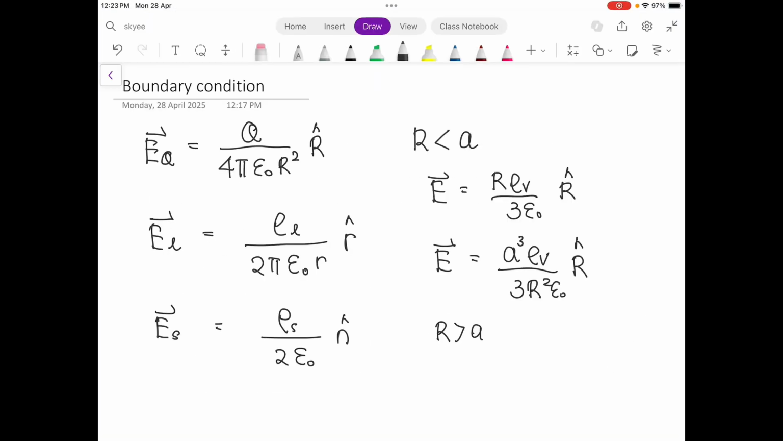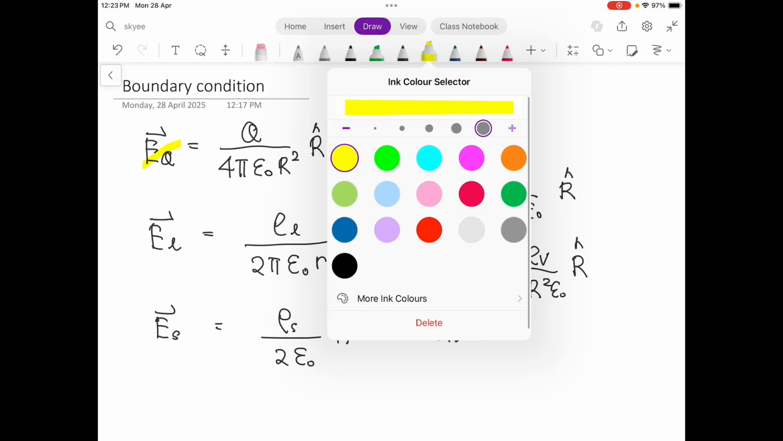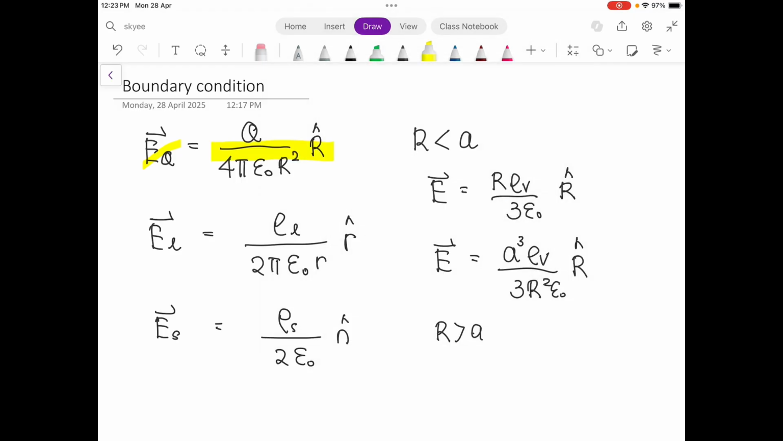Okay, now let's talk about boundary conditions. Before that, we have learned many equations to calculate the electric field. For a point charge, we can apply these equations. For an infinite line charge, we can use these equations. For an infinite surface charge, we use these equations. And when we have volume charge distributions, we can use these two equations, depending on whether R is less than A or R is greater than A.